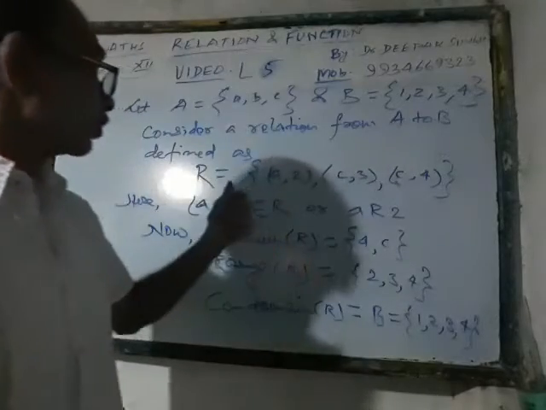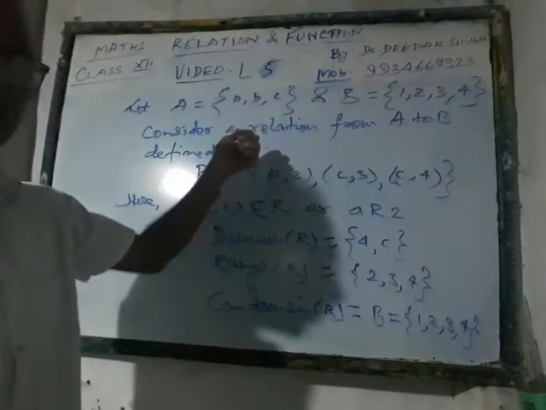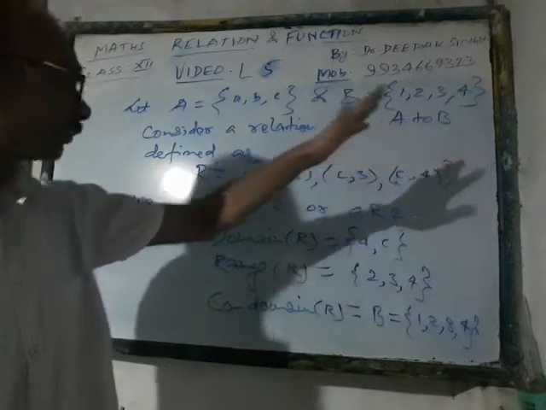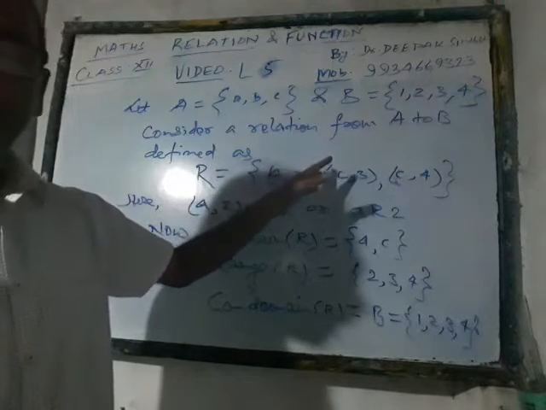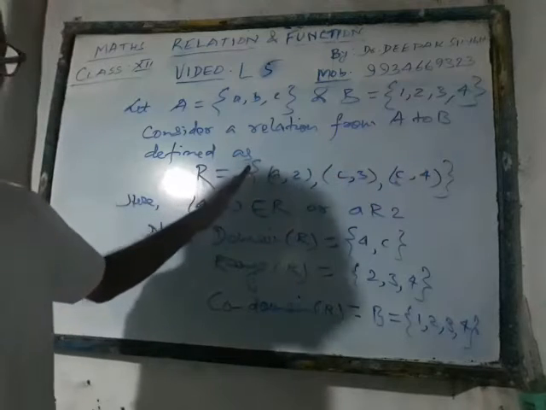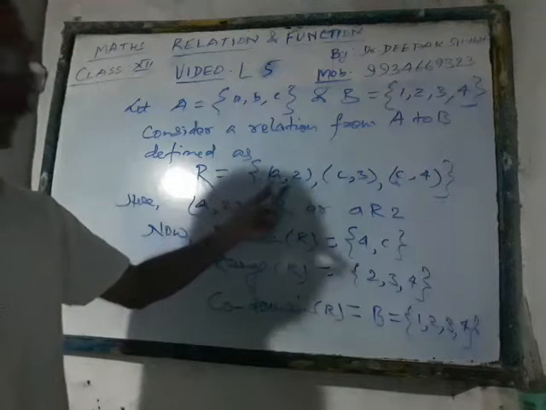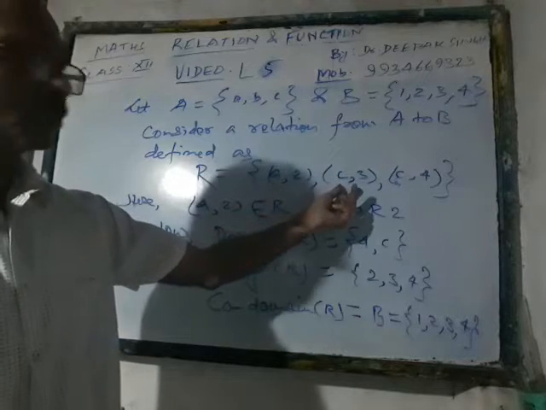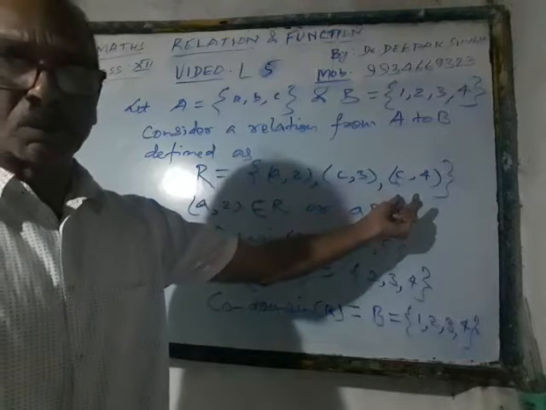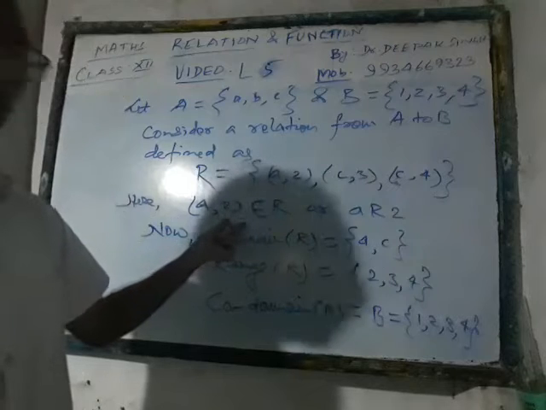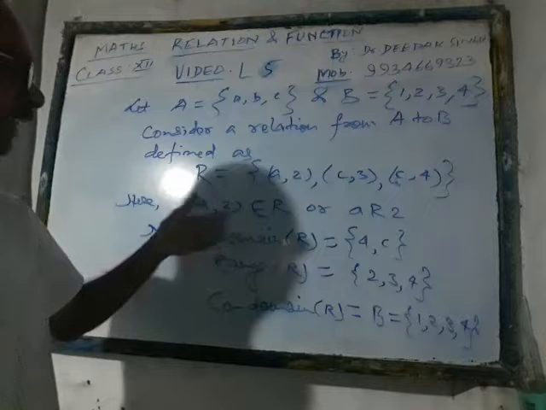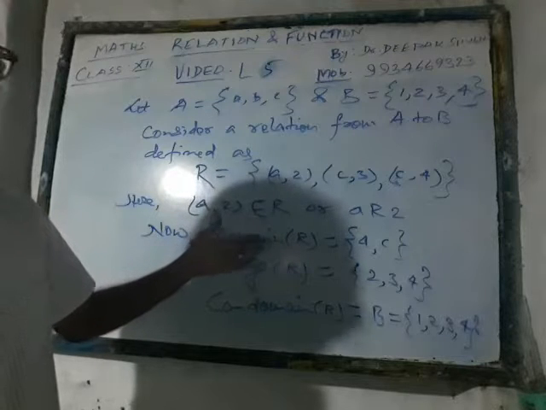syllabus. So here, suppose A contains 3 elements a, b and c, whereas B contains 4 elements 1, 2, 3 and 4. Now we just consider a relation from A to B, defined as R equals, I have written the first element in R as (a, 2), the second one (c, 3), the third one (c, 4). Right.